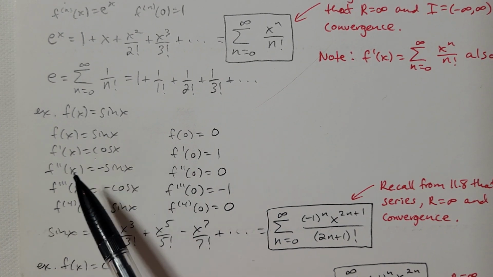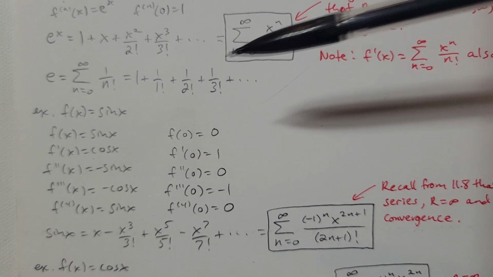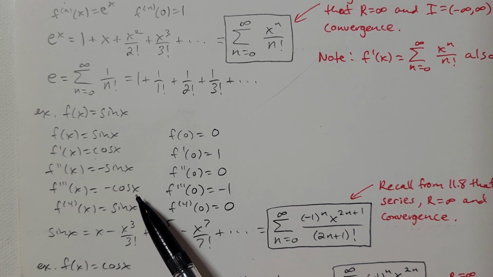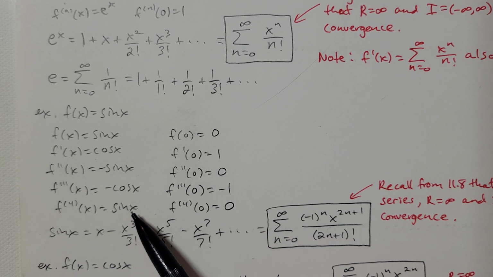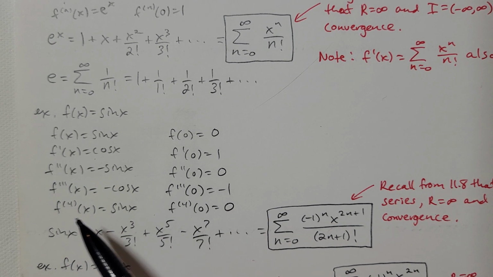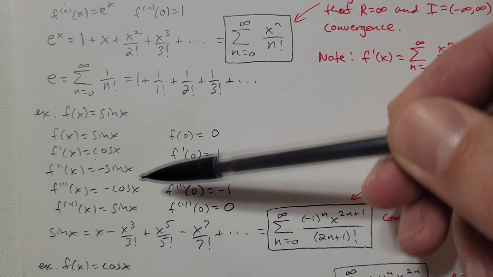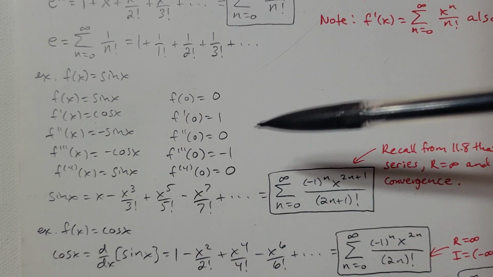F of x is sine x, f prime of x is cosine of x, f double prime of x, the derivative of cosine of x, is negative sine x. The derivative of negative sine x would be negative cosine x. The derivative of negative cosine x is the opposite of negative sine x, or just sine x, for the fourth derivative, etc. And you're going to repeat what you just did there in the next group of 4 calculations.